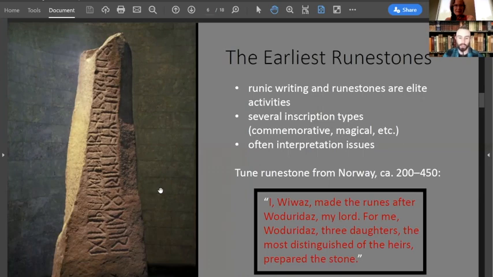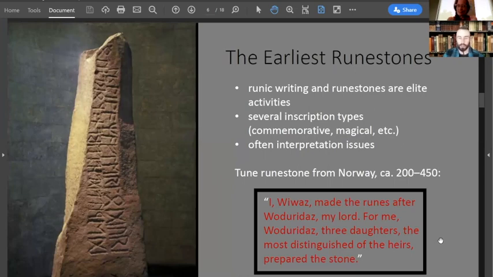So this is actually the earliest evidence for burial rites and inheritance documentation in Norway. So we have these three sisters who are not named, and they are commemorating their deceased father, Wodoridas, and presumably inheriting his property. And we also have the name of the rune carver, Wiwas. So that is pretty fascinating.